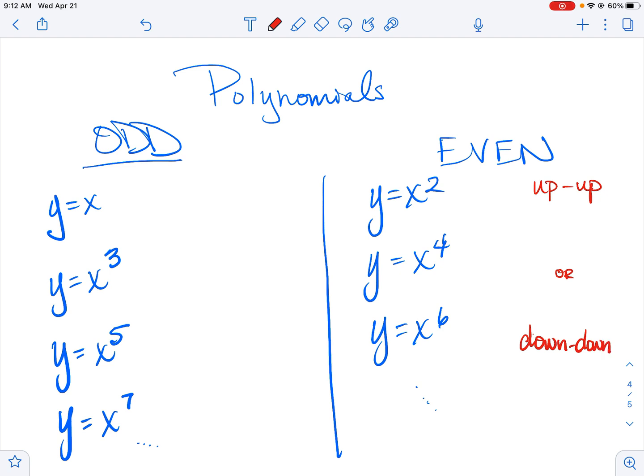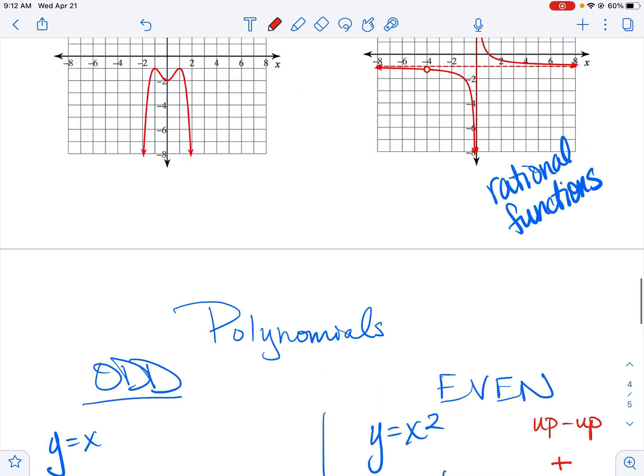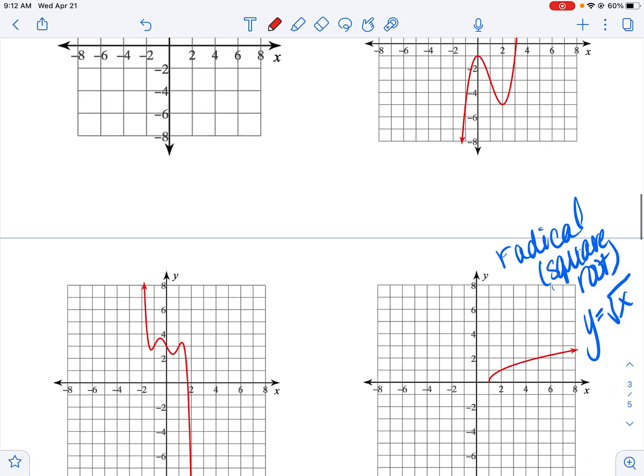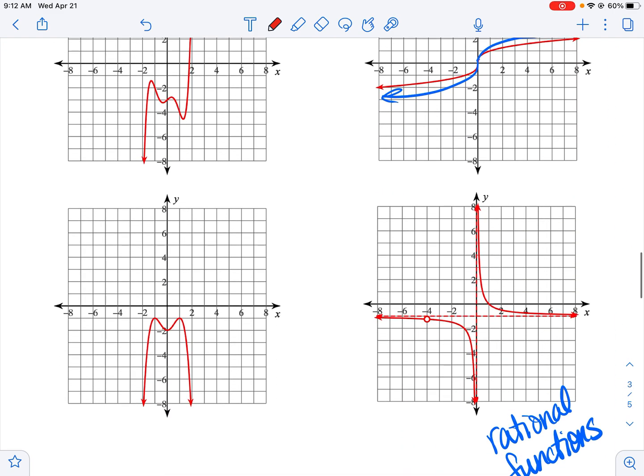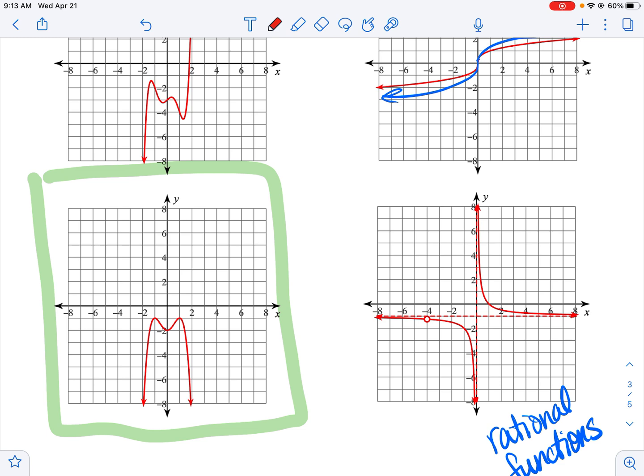And you need to remember that up, up has a positive coefficient, and down, down has a negative coefficient. So if I look through these polynomials that are remaining, this one here, this one here goes down, down. That means it is an even polynomial with a negative coefficient.